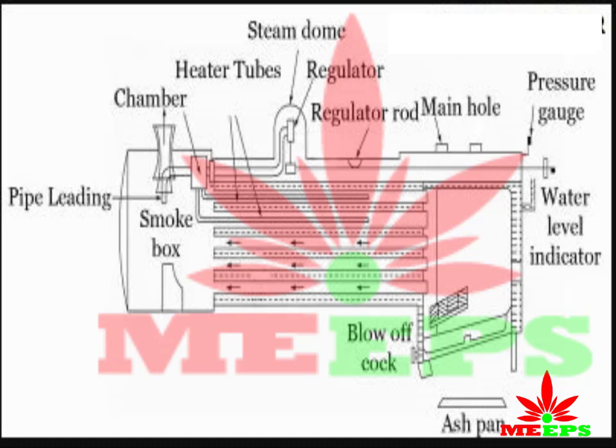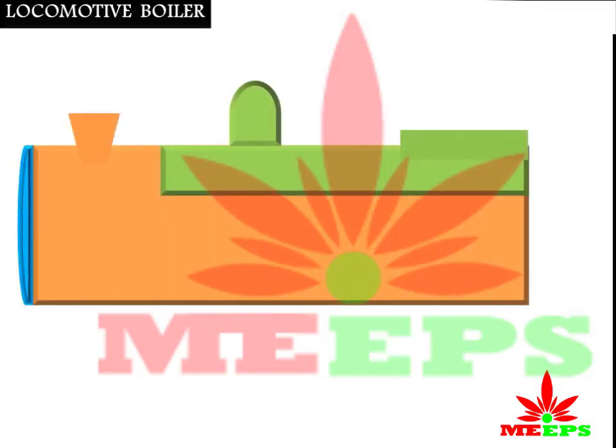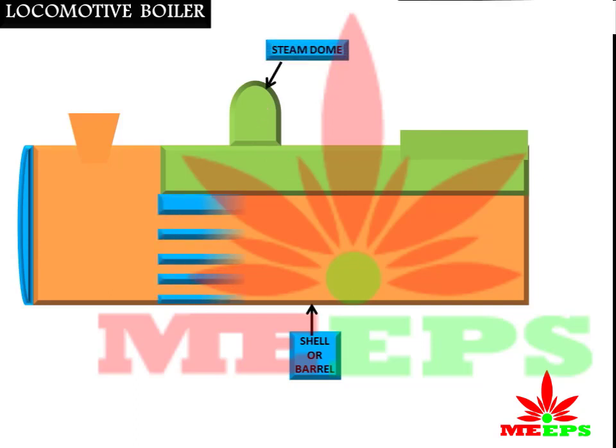The construction of this is the same as any fire tube boiler with a little difference, and that difference I will mention below in this video. And the locomotive boiler consists of a cylindrical barrel or shell, and this is the dome shaped chamber, and it is known as the steam dome.